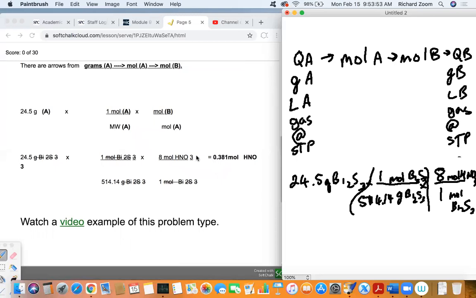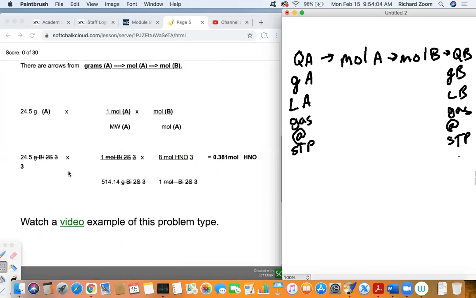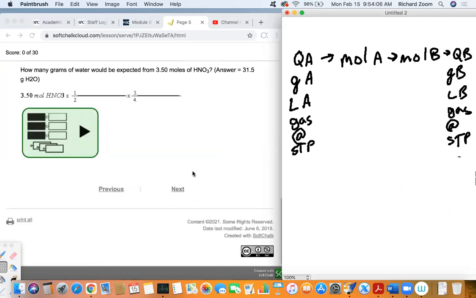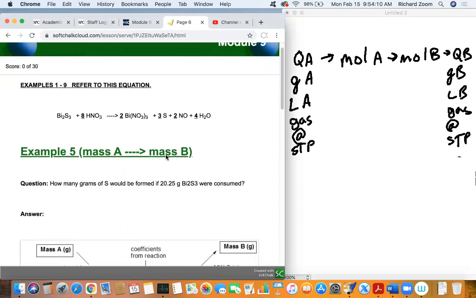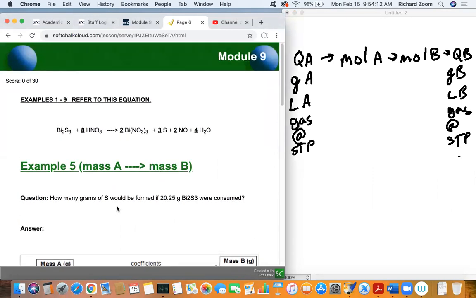Does anybody have any questions? All right. Well, let's look at the next kind of problem here, which is going to use the entire flowchart. And that is: how many grams of sulfur would be formed if 20.25 grams of Bi2S3 were consumed? Okay.